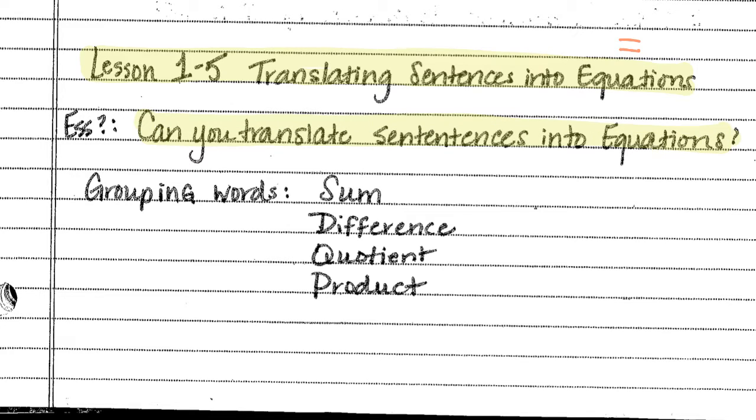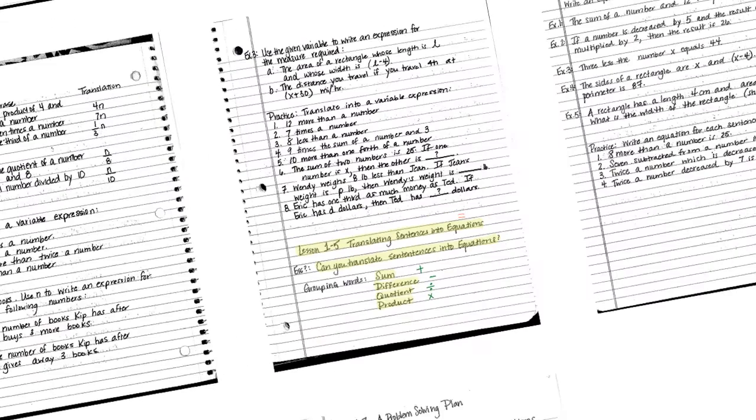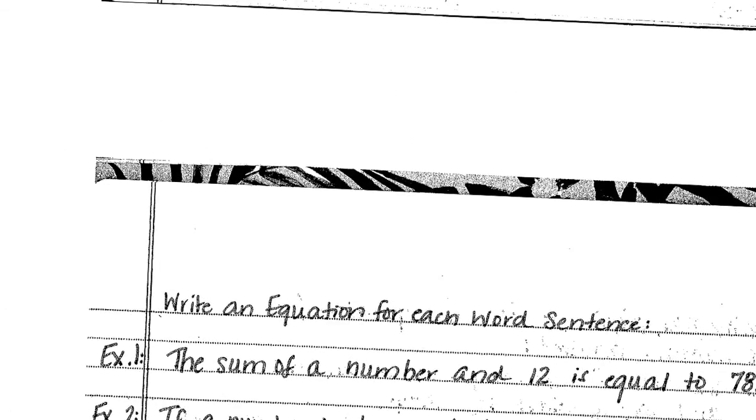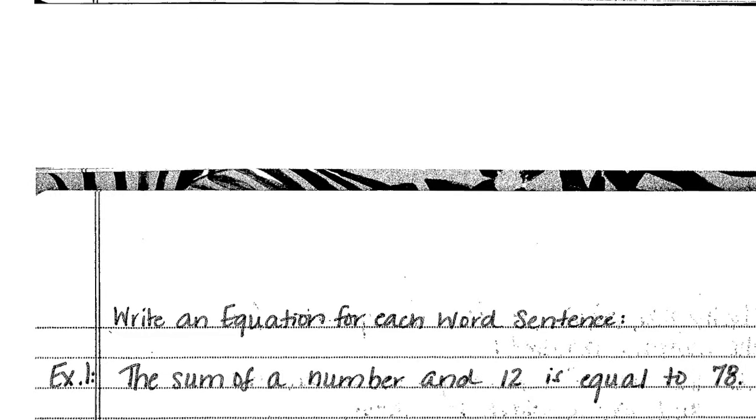So we have some key words that we need to talk about. Sum, difference, quotient, product. All right, sum we know is addition, difference is subtraction, quotient is division, product is multiplication. So let's see if we can figure some of these out. I'm going to start slowly.